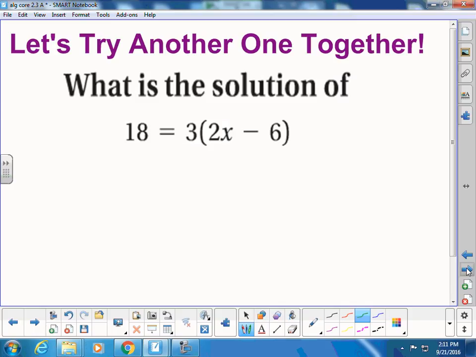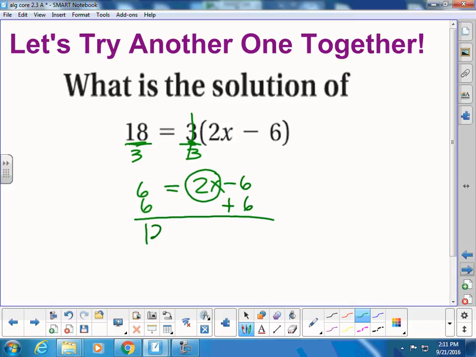Let's try another one together. This time, 3 does go into 18, so I'm going to divide this one by 3. Then that's gone over here. 18 divided by 3 is 6, equals 2x minus 6. Remember, you can get rid of the parentheses. I'm going to circle my x and what's attached to it and undo the stuff that's further away. So I'm going to add 6. And I get 12 equals 2x. How do I undo the multiplication? I divide. And you get 6 equals x. You could plug it back in to check and make sure your answer is correct.